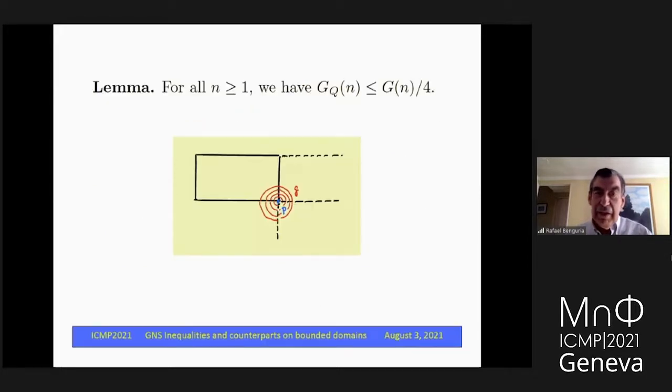And we have several lemmas which take care of the concentration of the solution. So for all dimension bigger or equal to one, we can compare the quotient for the hypercube with the quotient for the whole space, and always g_Q of n is less or equal than g of n of R^n. And this is the proof: you put the rectangles or the hypercubes together, center in one of the corners, and put a concentration of the minimizing sequence in the whole space.